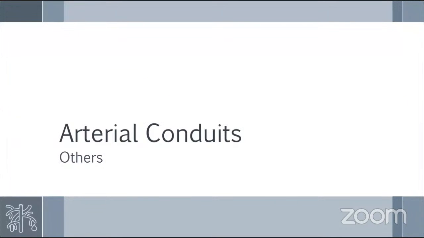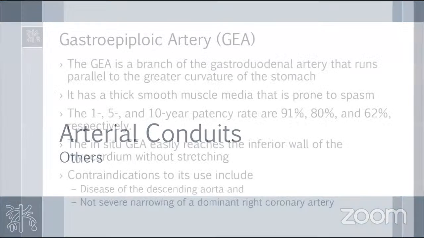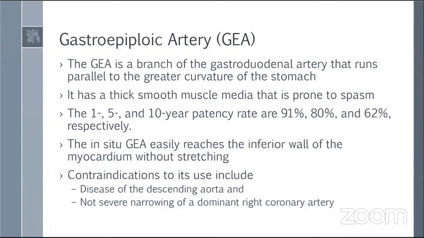At the end of the arterial conduits, I will mention two other arterial conduits briefly. We have the gastroepiploic artery, which is a branch of the gastroduodenal artery that runs parallel to the greater curvature of the stomach. It has a thick, smooth muscle media that is prone to spasm.